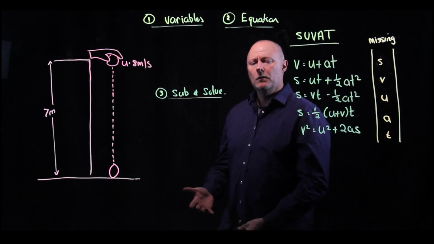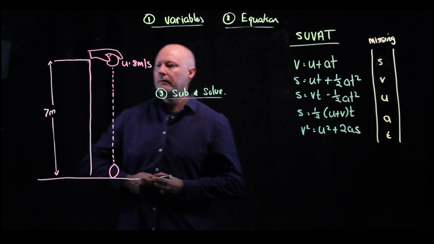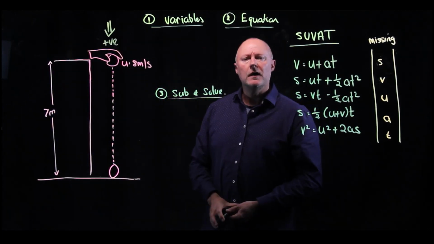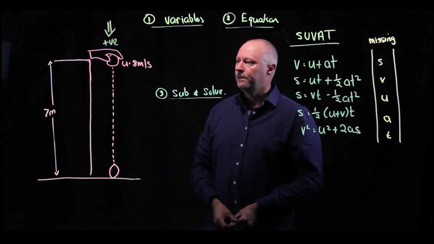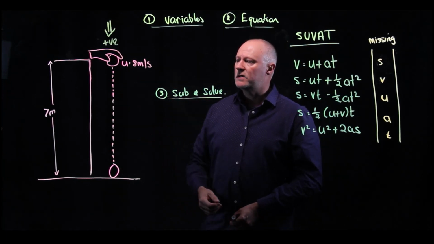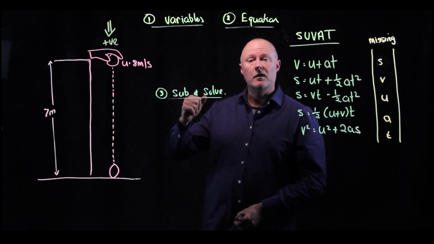Now, with all these questions, we want to consider the direction of the initial velocity as positive. So for any physical quantity heading downwards, we'll consider that as a positive measurement. So in this scenario, we're going to first of all try and work out what is the impact velocity. So as always, let's write down our variables first of all.